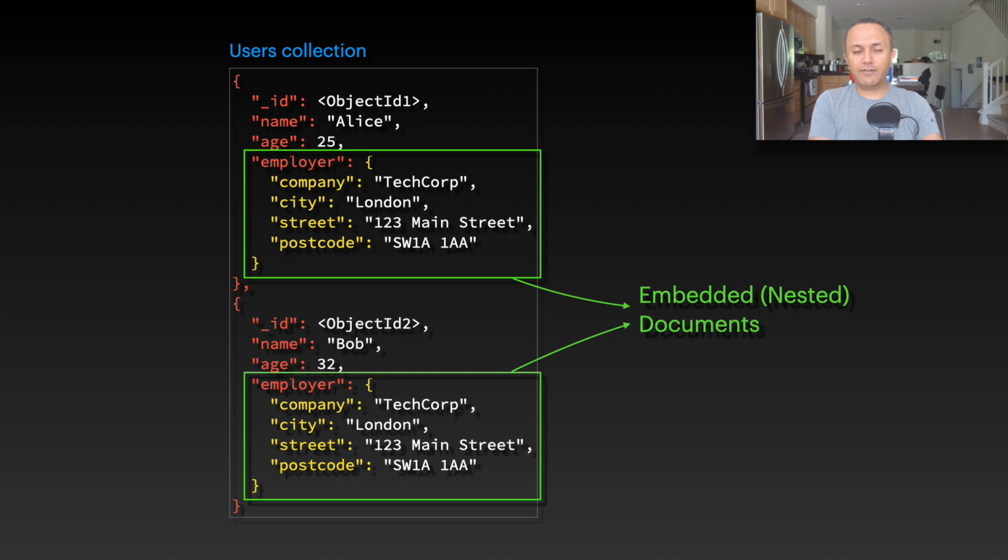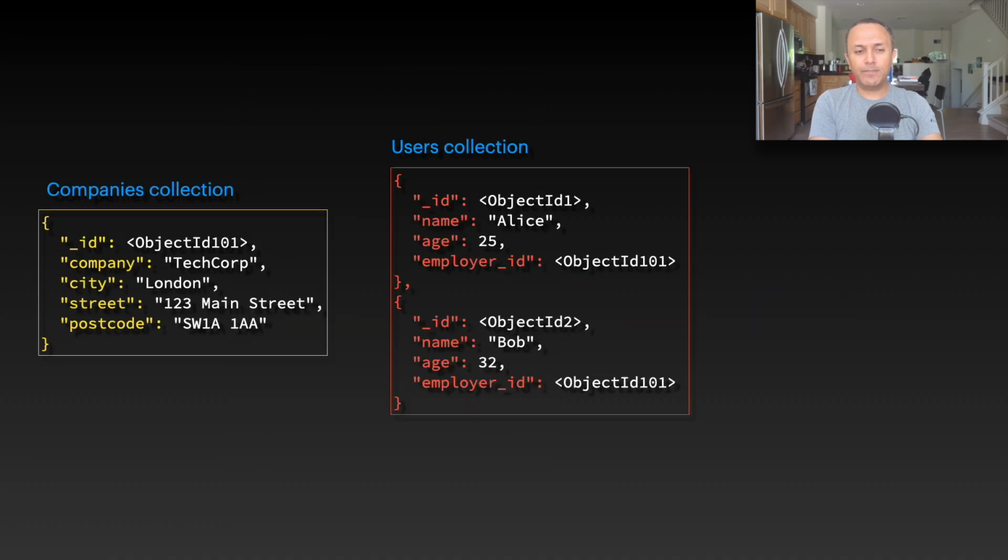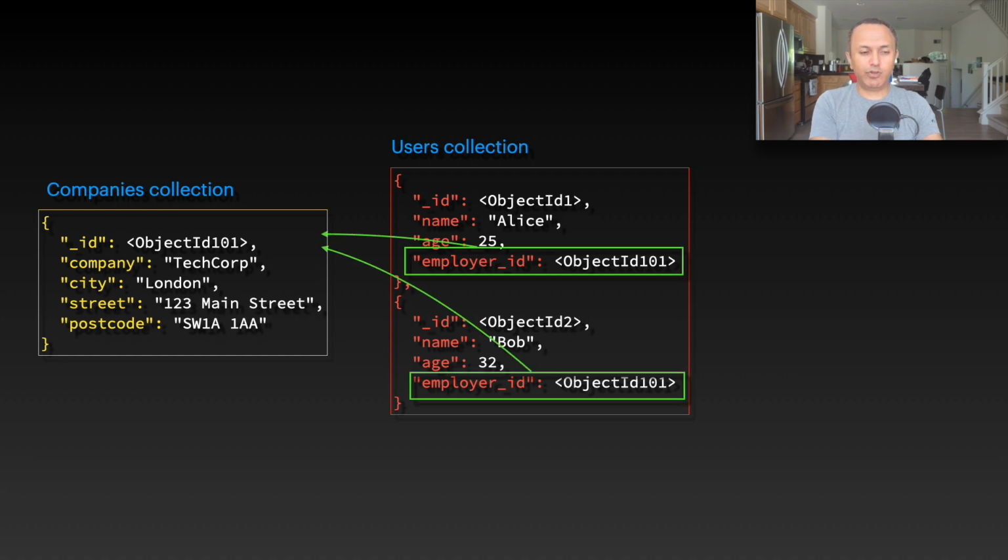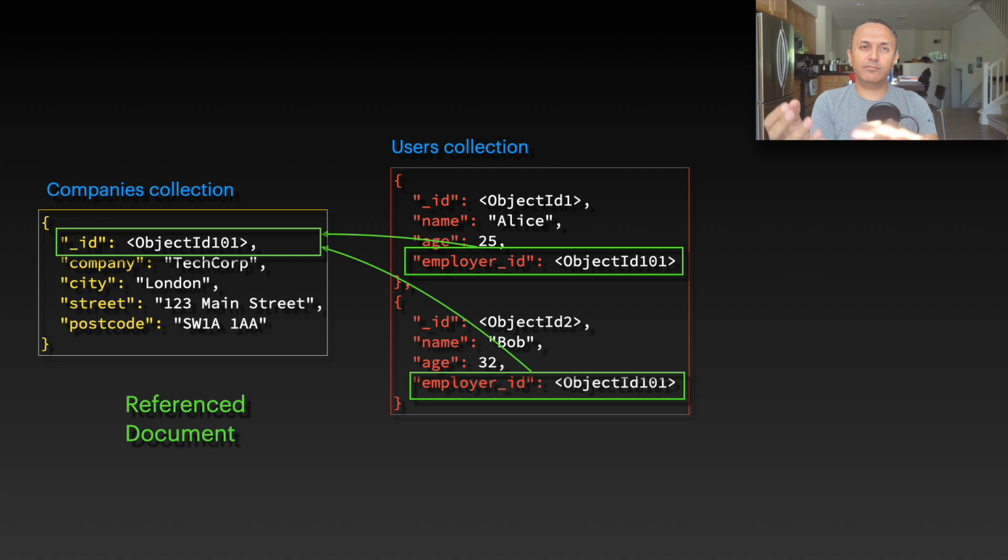The alternative to that is the second way, which is called referencing, which is very similar to normalization. Basically, you can split it into multiple collections. So we can have a companies collection and a users collection. And here we use that ID field that we mentioned earlier to refer to the object that we want. So each company has its ID. And in the user, we want to say that this user is working in that company, so we put the employer ID, which refers to that other document. Again, similar to foreign keys in relational databases.